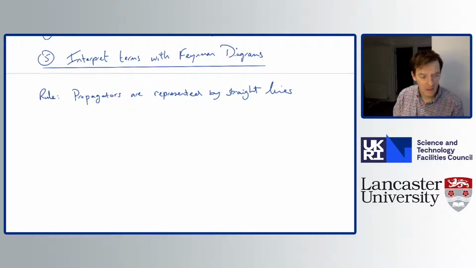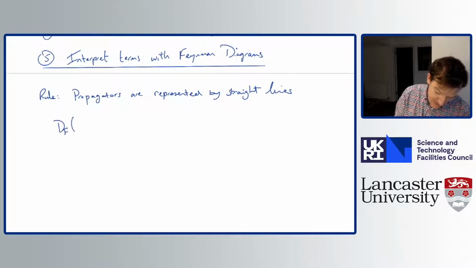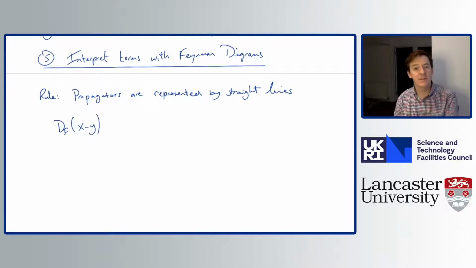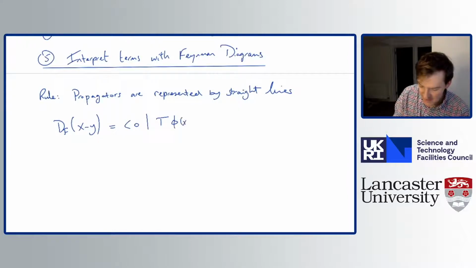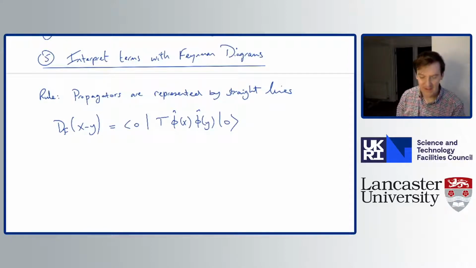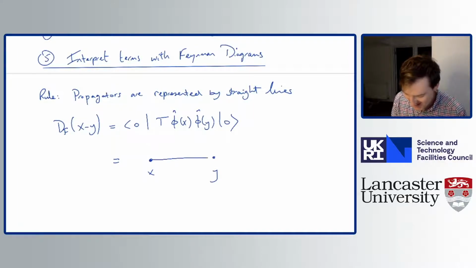In other words, we have, say, D_F of x minus y, the Feynman propagator between the two space-time points. As a reminder, this is the vacuum expectation value of the time-ordered product of my fields at x and y. Well, this we're going to represent by a straight line like so, between the 2 points x and y as follows. So we have the space-time points labeled, and then a straight line running between them.